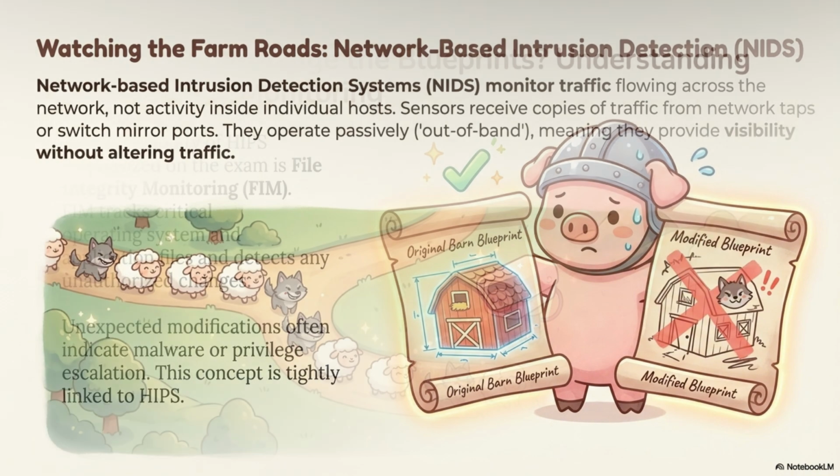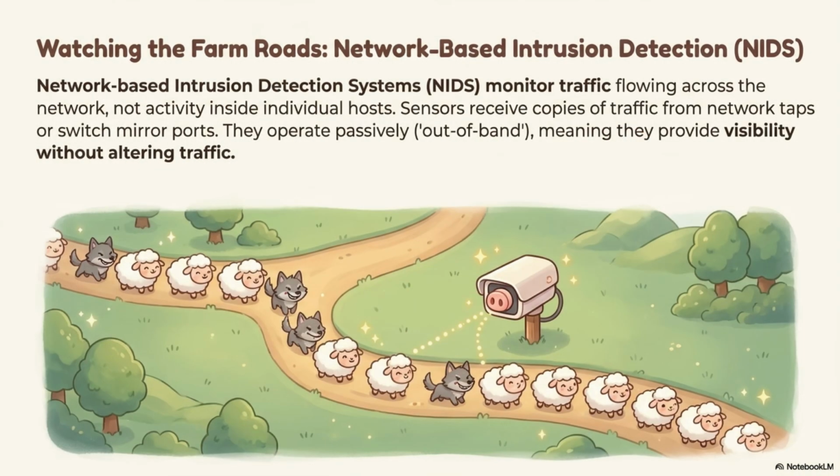Network-based intrusion detection systems, or NIDS, monitor traffic flowing across the network rather than activity inside individual hosts. NIDS sensors receive copies of traffic from network taps or switch mirror ports and forward that data to a central console for analysis. These sensors operate passively, meaning they do not alter traffic. Because they are out of band, NIDS solutions provide visibility without enforcing control.